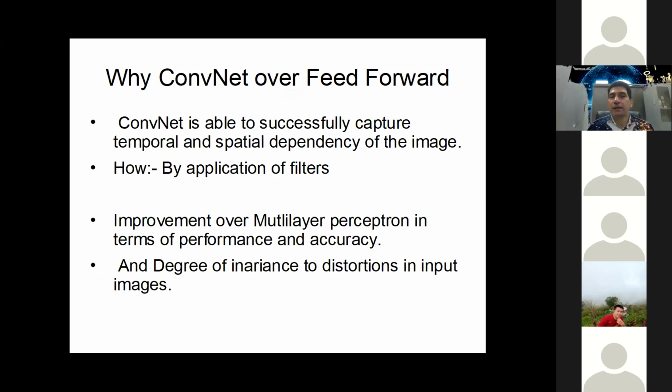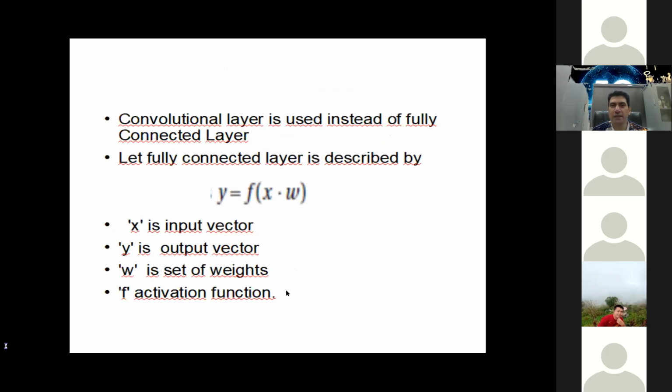Why a convolution network? Because a convolution network is able to successfully capture the temporal and spatial dependencies of an image by applying filters, which we also sometimes call kernels. It is an improvement over multi-layer perceptrons in terms of performance and accuracy. As I already said, the accuracy of a multi-layer perceptron is a bit lesser compared to a CNN, and the degree of invariance to distortion in a CNN is higher. How it works, we'll see that.